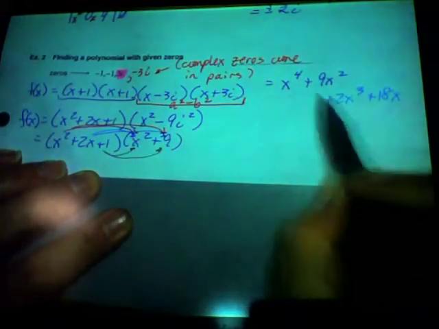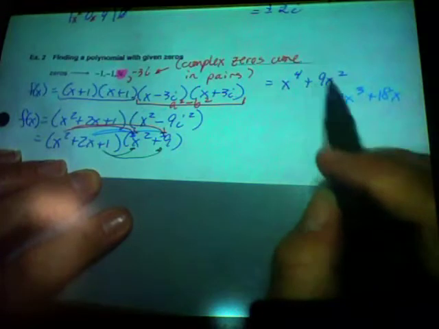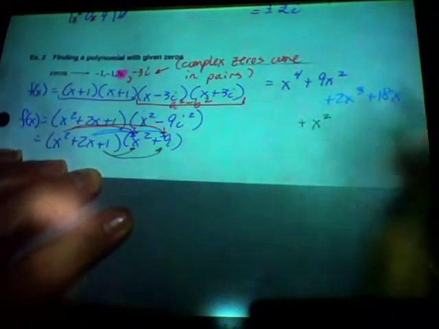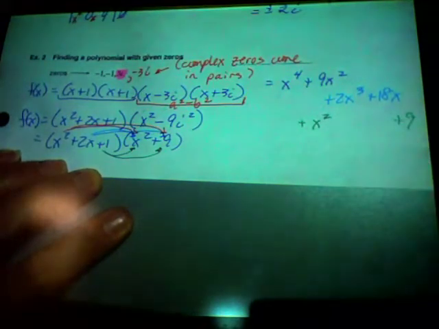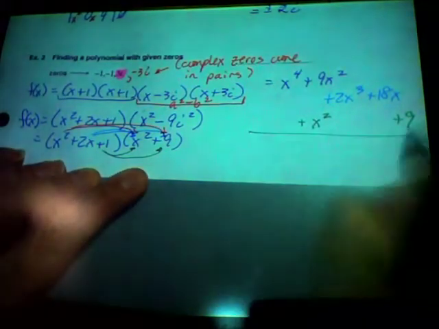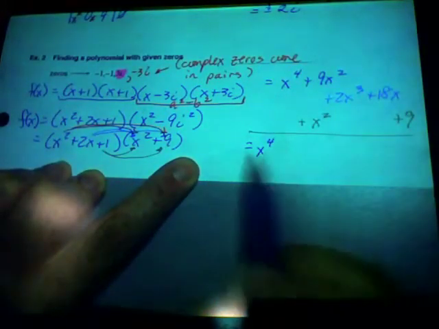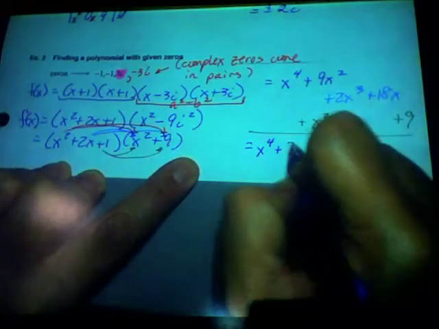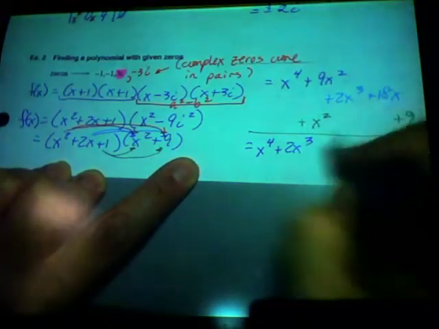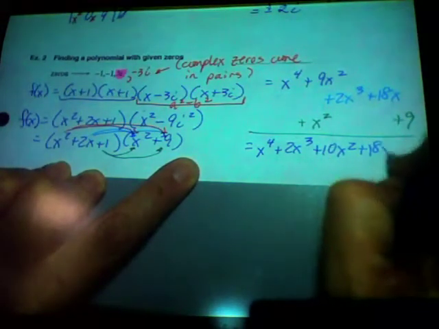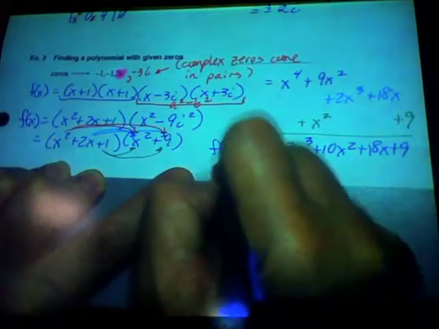And then your last multiplication is 1 to all of these. So then I got 1 times x squared. Because that's a like term to this one, I'm going to put a plus x squared here. And then 1 times 9 is 9. And then add them all together. So x to the 4th. I like to put it in descending order, so I'm putting the plus 2x cubed next. And then plus 10x squared. Plus 18x. And then plus 9. So isn't that what f of x is?